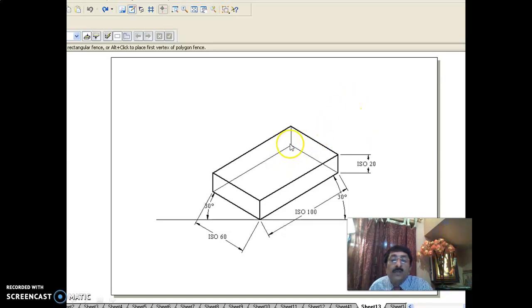Okay, the back edges, as you see here, should always be light. You are concentrating only on the top surface, left surface and right surface. Okay, this is problem number 4, the basic problem.